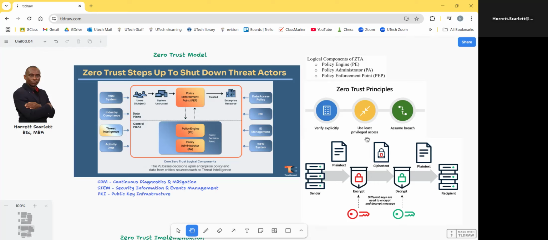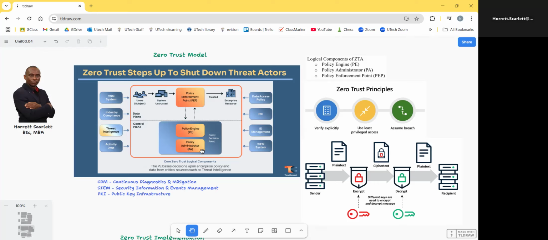Now, in terms of the architecture, we have the architecture right here. So we have the users. They want to use some sort of system. Notice it says here it's untrusted. But in terms of getting access to the enterprise resource, there's some policy enforcement point that you have to navigate. And the policy enforcement point has two key things here: the policy engine and the policy administrator.